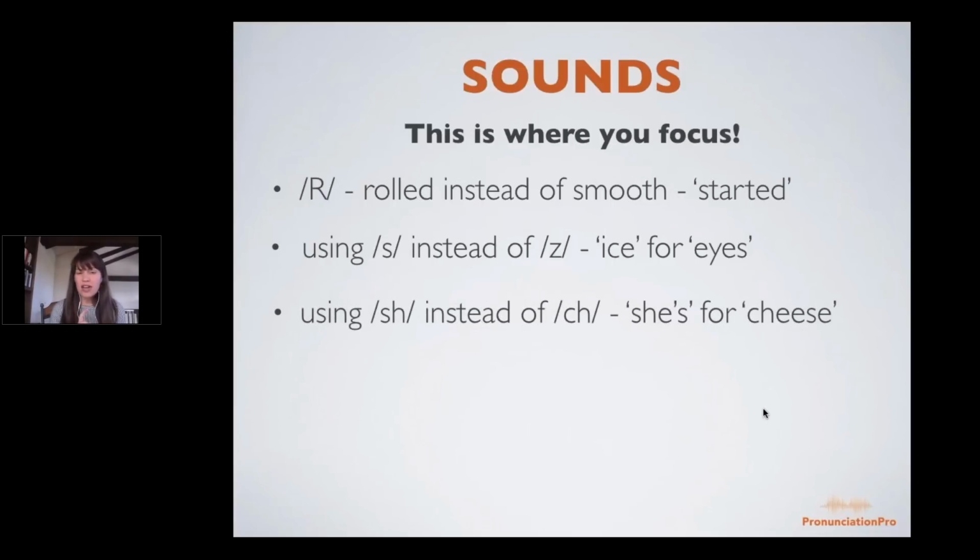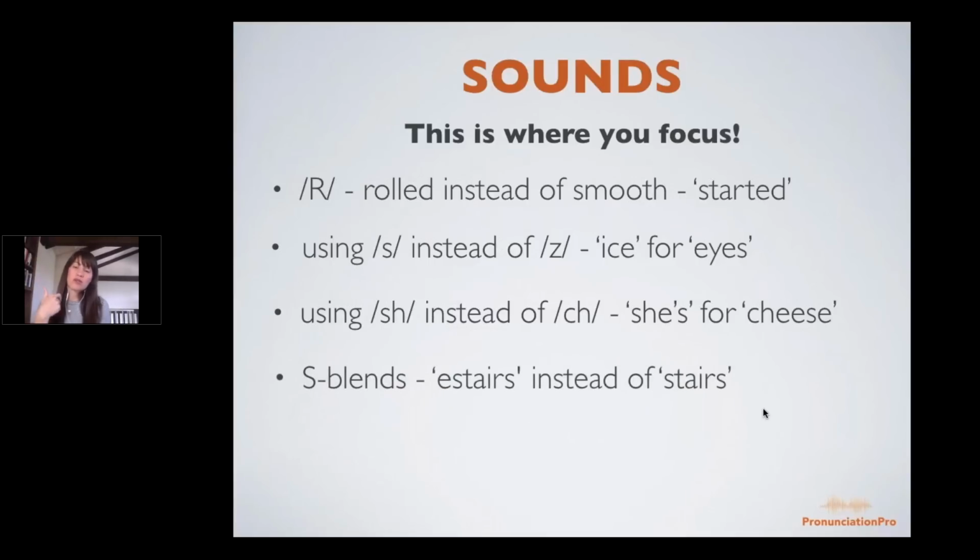Using the SH sound instead of CH, so "sheese" for "cheese." If it's really hard for you to hear the difference there, that might be a clue for you, because we can't pronounce it until we really hear it correctly.